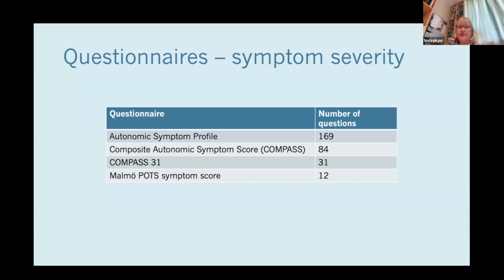There are a number of questionnaires that can help to either identify, or particularly they were designed for scoring symptom severity. One of the early ones was the Autonomic Symptom Profile, but it's got 169 items, and for people with brain fog, that's really hard for them to complete. There's the COMPASS one, which has got 84, and that was abbreviated to COMPASS 31, which is 31 questions. And more recently, the Malmo POTS score system was developed, and that's got 12 items.